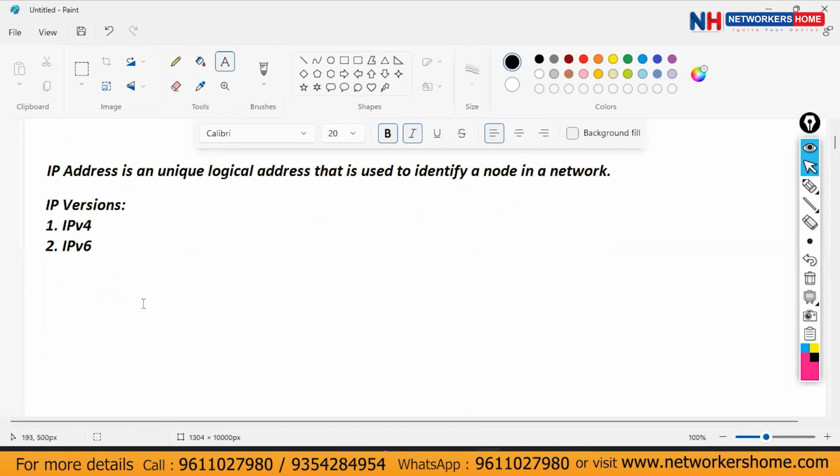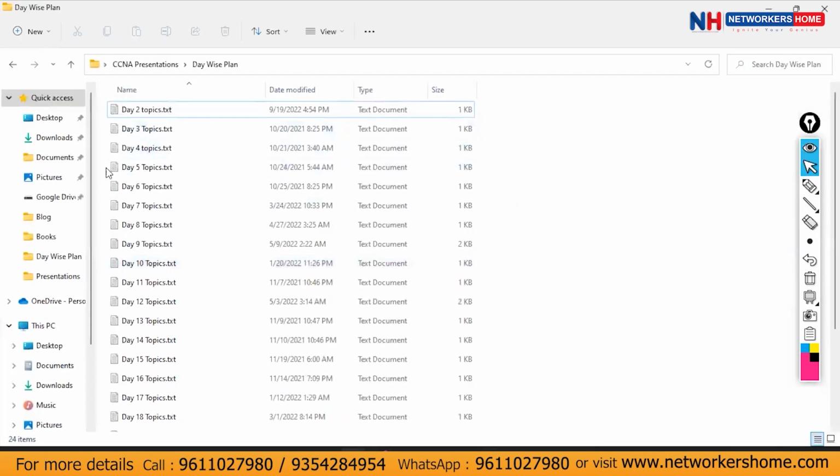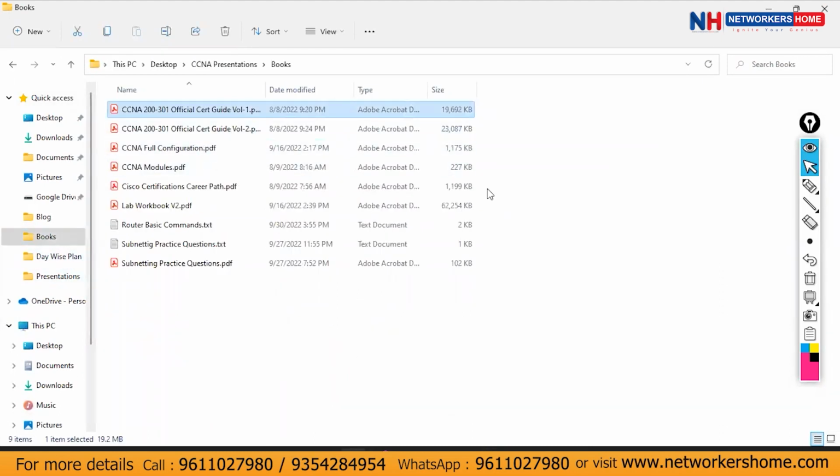So see here, I'll show you some differences. And before the differences, I'll show you something from the book: why do we have IPv6?